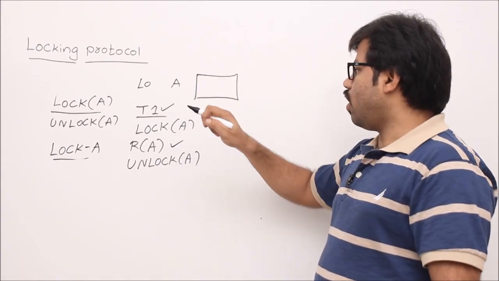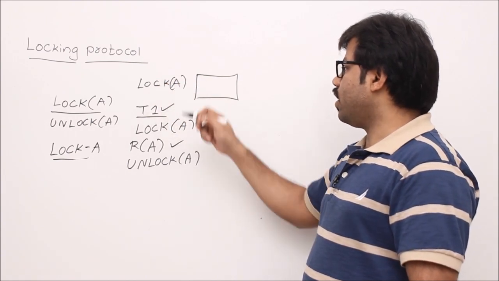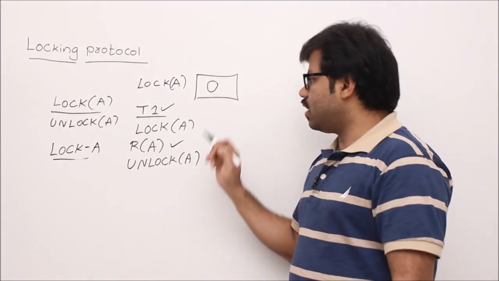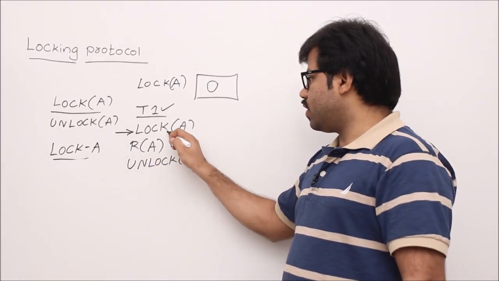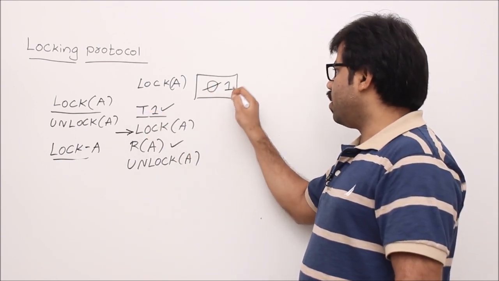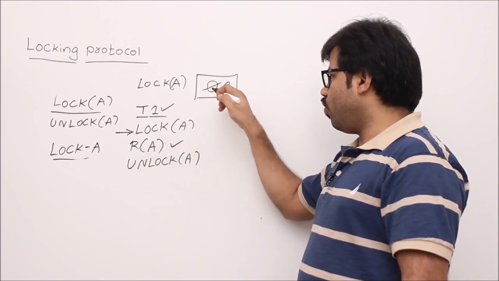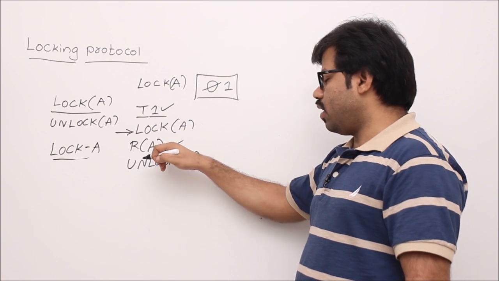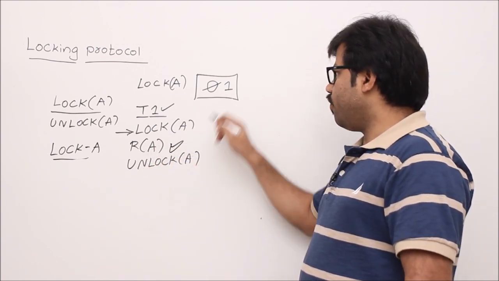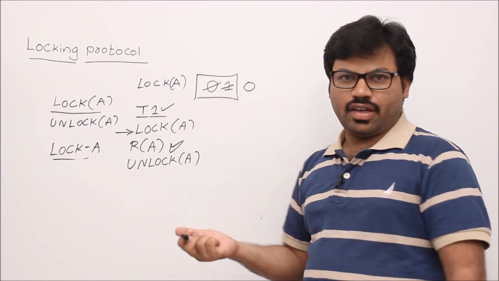Lock of A is a binary variable, right? Initially when no one has acquired the lock on A, it will be 0. Now when lock of A is executed on behalf of transaction 1, it is made 1, so no one else can access database variable A. After that read of A will be performed, then unlock of A will make it 0 again so that others can use variable A. That is the idea.